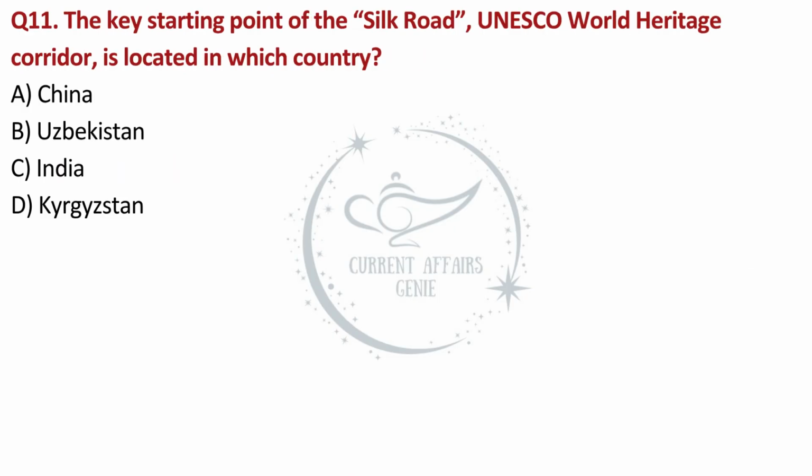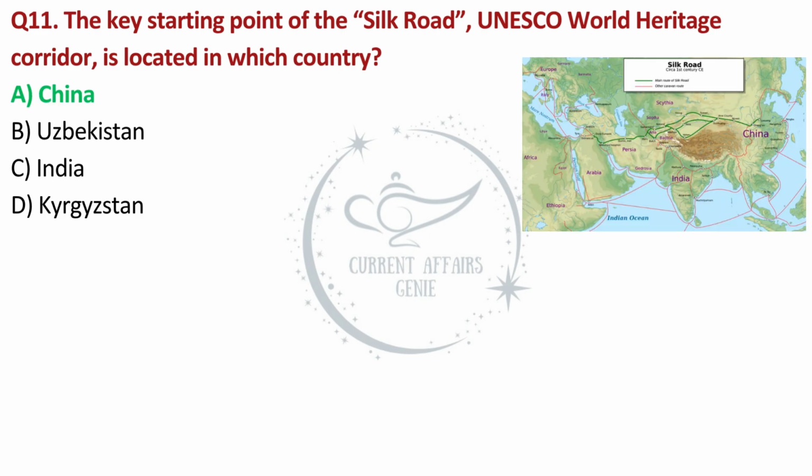The key starting point of the Silk Road UNESCO World Heritage Corridor is located in which country? Option A. China. Option B. Uzbekistan. Option C. India. Option D. Kyrgyzstan. Correct answer. Option A. China.